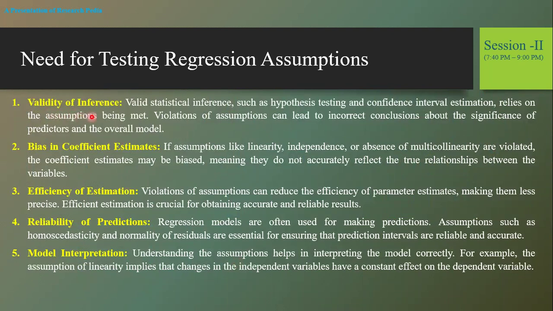The first one is validity of inference. Valid statistical inference, such as hypothesis testing and confidence interval estimations, relies on the assumptions being met. Violation of assumptions can lead to incorrect conclusions. It means that our conclusion will be incorrect if the assumptions are not valid. So we need to check the assumptions in order to make our conclusion correct and in order to make our predictors and overall model more significant.